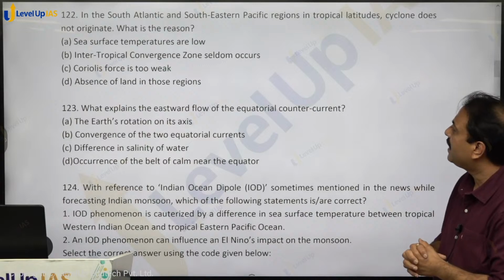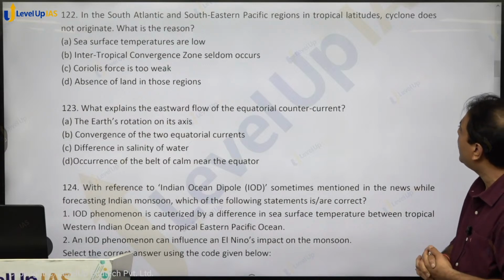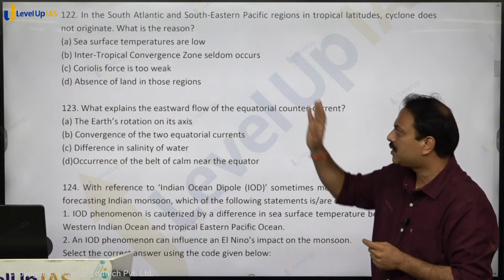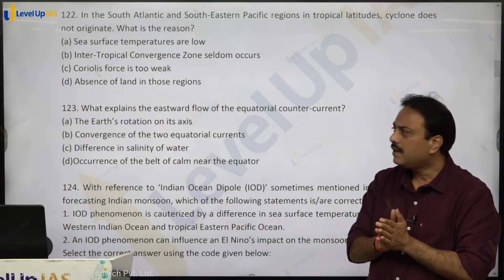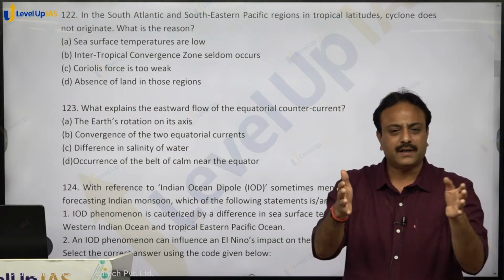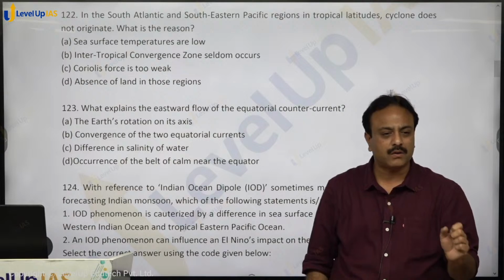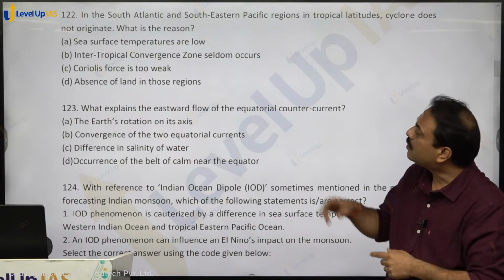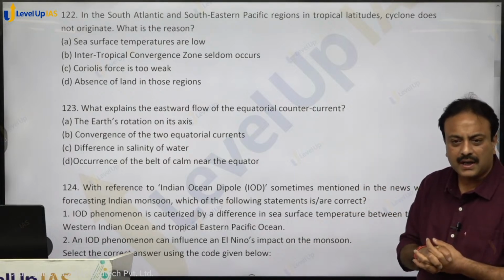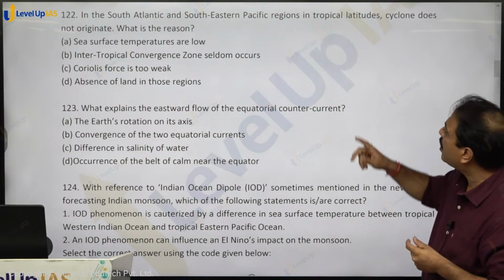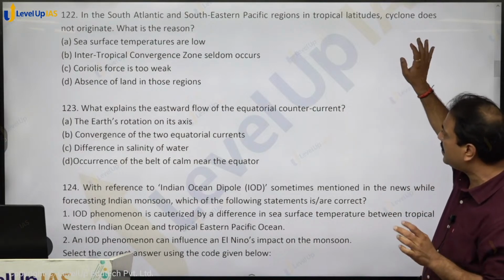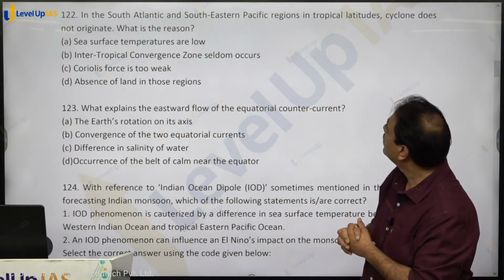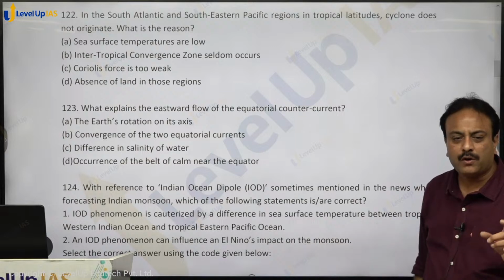In the South Atlantic and Southeastern Pacific regions, in tropical latitudes, cyclone does not originate. What is the reason? Sea surface temperatures are low. Now, the South Atlantic Ocean is very wide. On one side you have the Brazilian warm current, on the other side you have the Benguela cold current. So it is not written which area it is talking about. So sea surface temperature are low or not, it hardly matters, right? And when it is written only cyclone, but it is talking about tropical latitude, so it is talking about tropical cyclone.